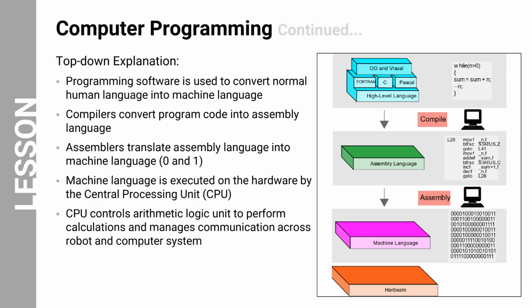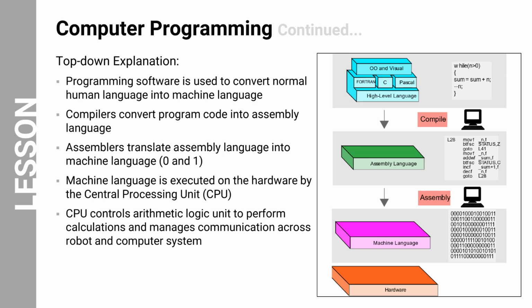Assembly language is less human-readable than high-level languages, but it more closely represents the actual actions carried out by the computer. After this step, the assembler takes the assembly language code and translates it into machine language. Machine language consists of binary instructions, represented as ones and zeros, which the computer hardware can directly execute. This process involves converting the numerical and logical commands from the high-level program into binary format so the computer can process them. Finally, this machine language is executed on the hardware by the central processing unit, abbreviated as CPU.